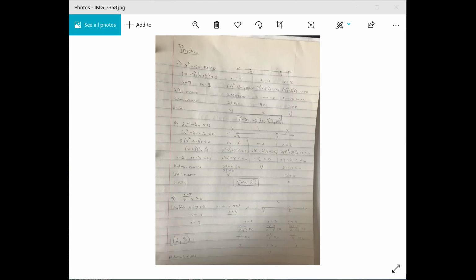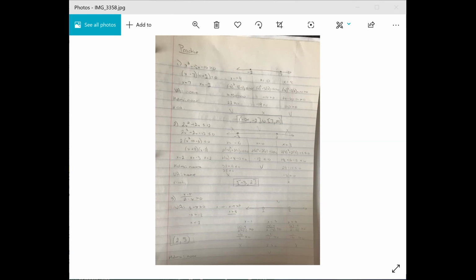What you're going to want to do is first isolate this to the left-hand side. So we're going to move 12 to the other side, and we're going to have that 2x squared plus 2x minus 12 is less than or equal to 0. And then we can notice that each term has a factor of 2. So we can factor out a 2, and now we have 2 on the outside with x squared plus x minus 6 on the inside.